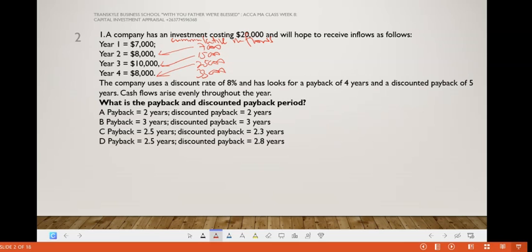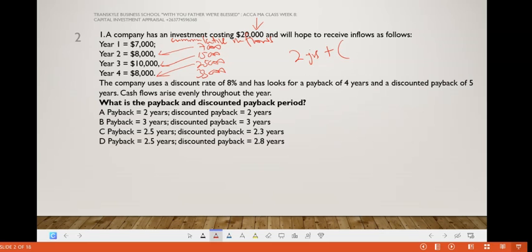The idea of payback is when are we going to receive our capital invested. Remember, we invested 20,000, as you can see there. By year 2 we had recovered 15,000 only. In year 3 we had recovered 25,000. So our recovery was between year 2 and 3. This means that our payback period should be 2 years plus some months. So how many months are we looking at here?